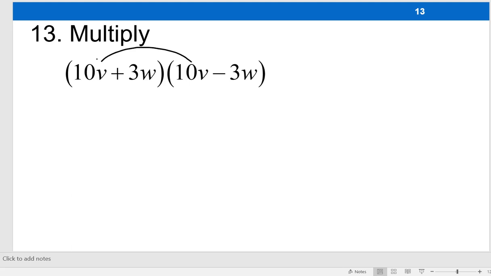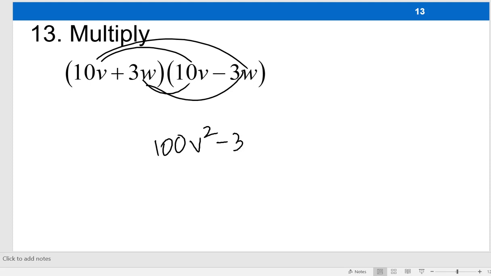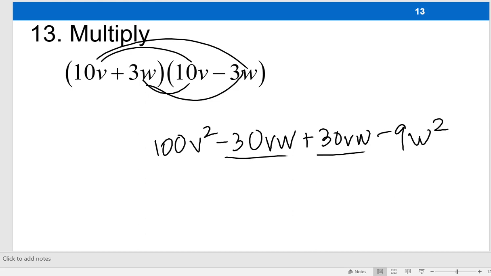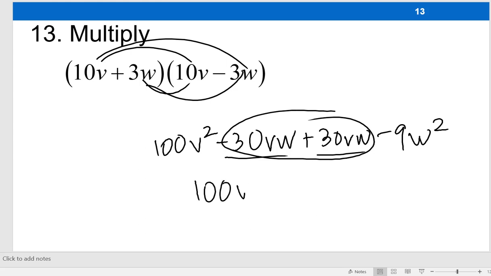Let's do the same here. 10 times 10 is 100. v times v. 10 times 3, v times w. 3 times 10, w times v. I'm going to reorder. And 3 times 3, w times w. Now this one's interesting because these are like terms, but one is positive 30 and the other is negative 30. So they do zero out this time. And so all I'm left with is 100 v squared minus 9 w squared.